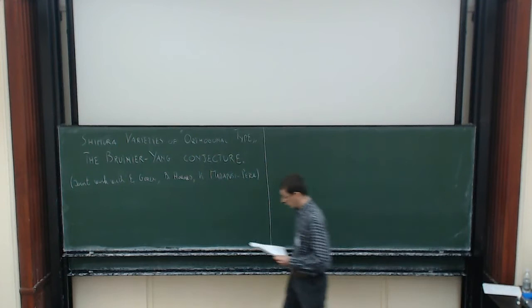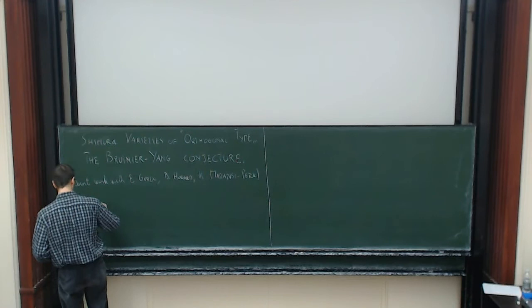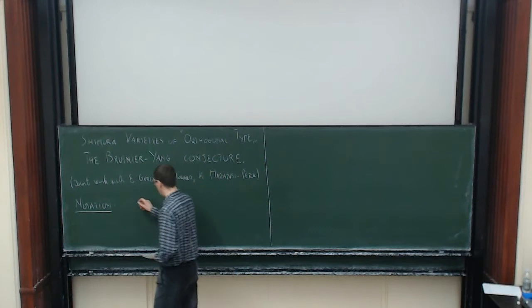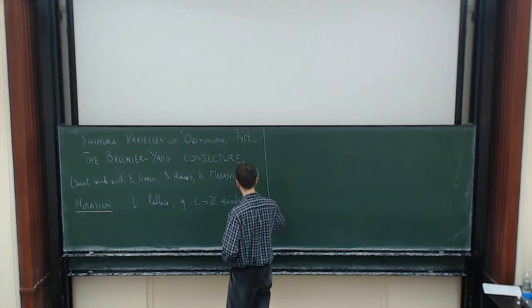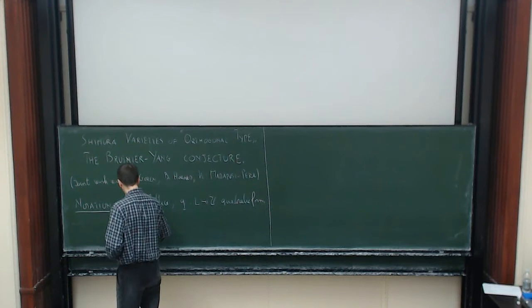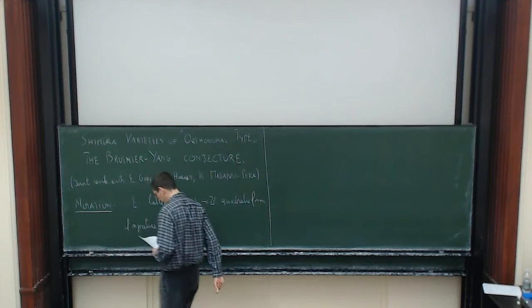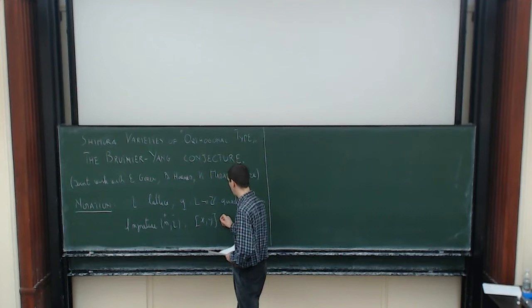Okay, so let me recall the notation briefly. And since it will be a more global talk, it will be probably slightly different from what we have seen. So here I take a lattice L and Q a quadratic form on L, which we assume to be of signature (n,2). And sometimes there will be the bilinear form associated to Q, so why not introduce it?